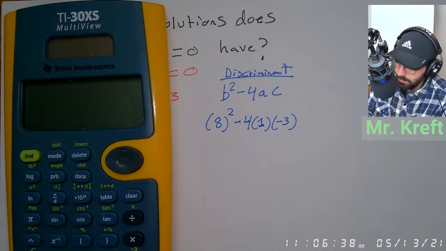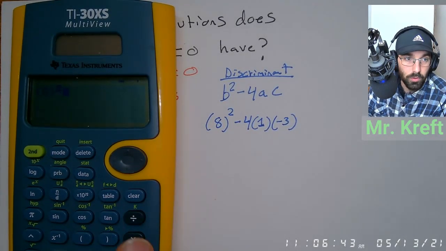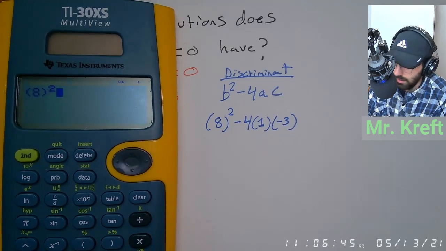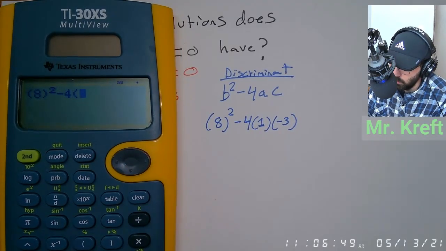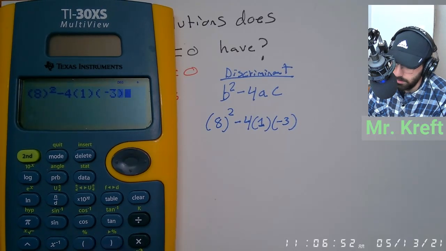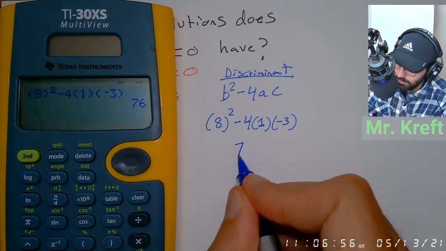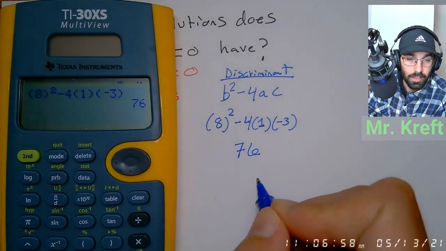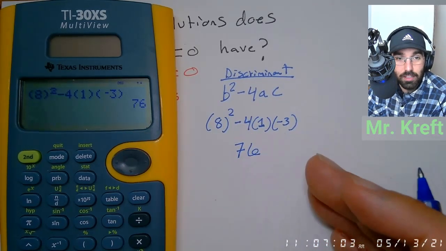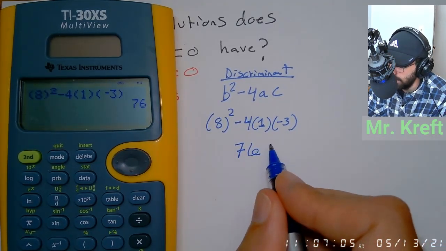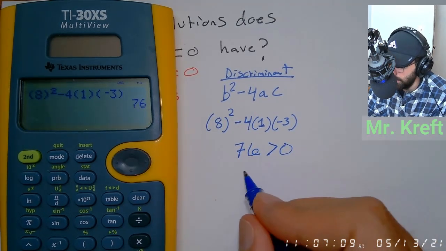Then you grab your calculator and you think to yourselves, okay, I have 8 quantity squared minus 4 times quantity 1 times quantity -3. And I get 76. Okay, so if this is 76, then we think, how many solutions do we have? So 76 is greater than 0, or you can think it's positive.